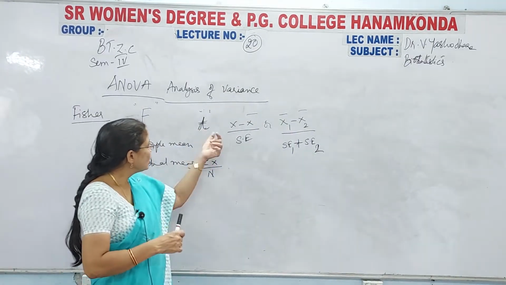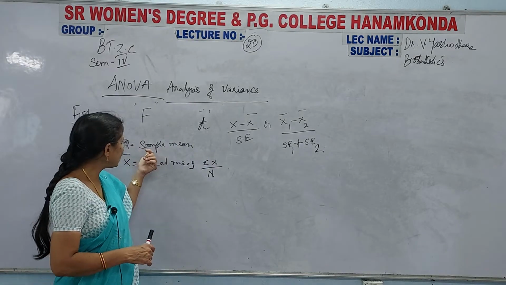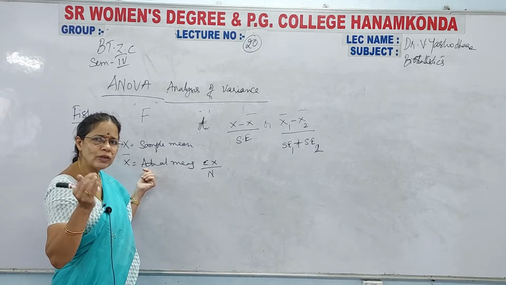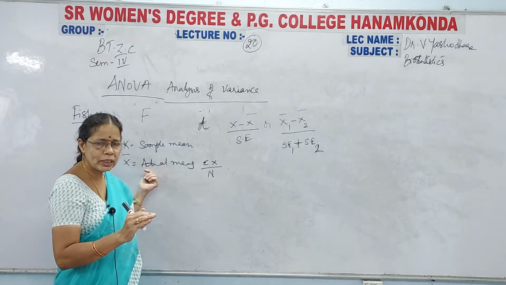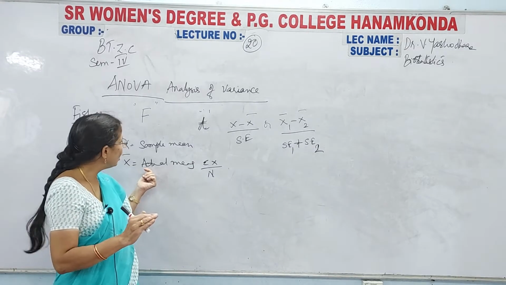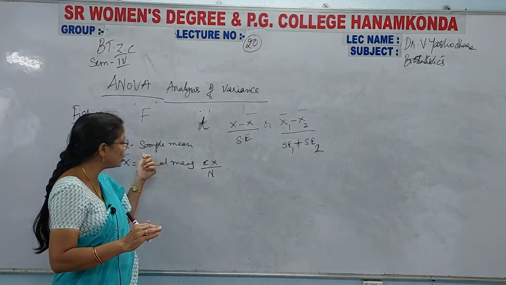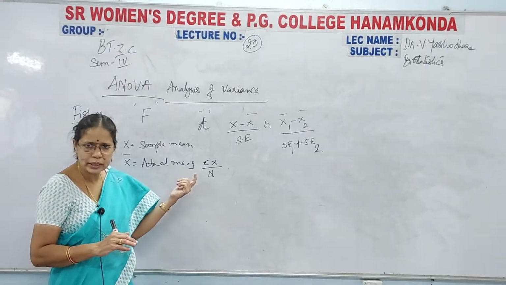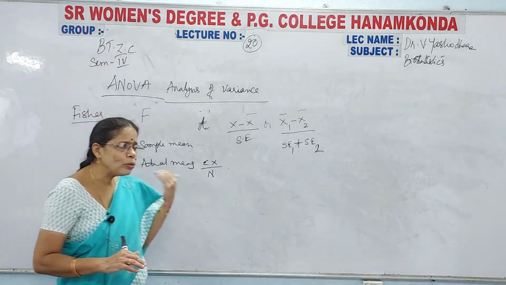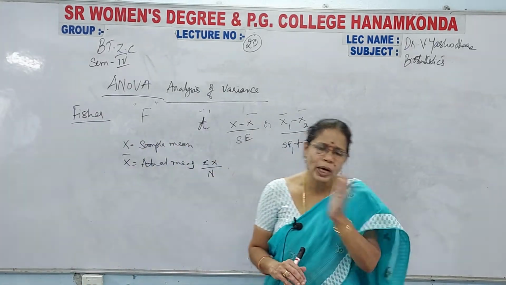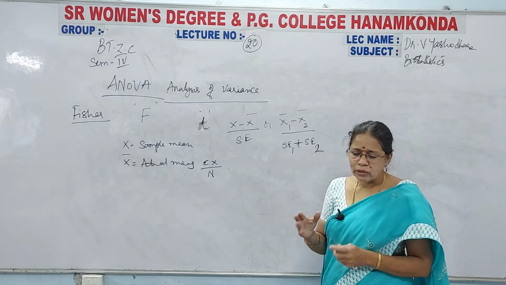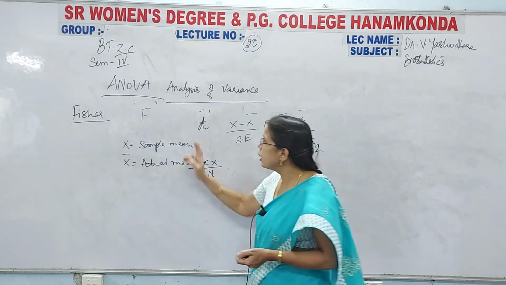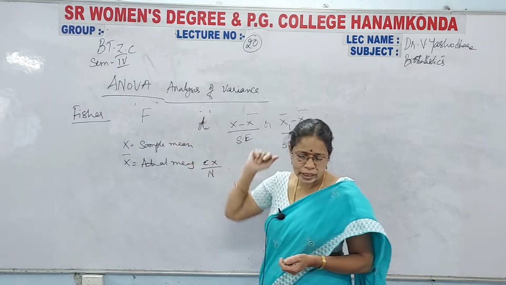That is, the difference between sample mean and actual mean is calculated whether it is a student t-test or an ANOVA. But the difference between these two is, if there are only two samples, you take the help of the student t-test, and if there are more than two samples, that is 3 to 100 or 3 to 1000, whatever it may be, then you have to take the help of ANOVA, or analysis of variance.